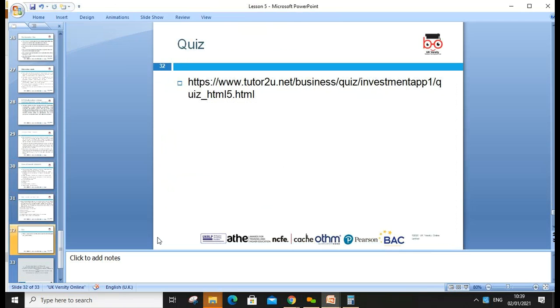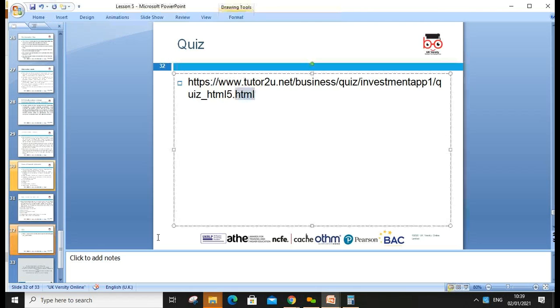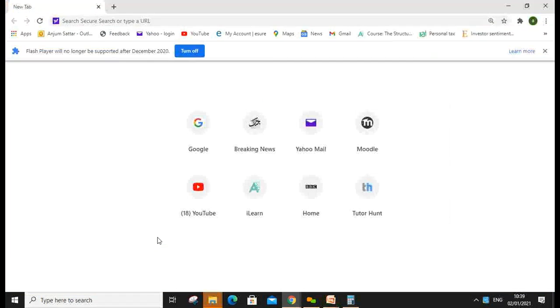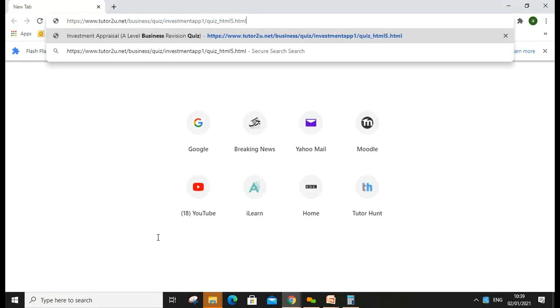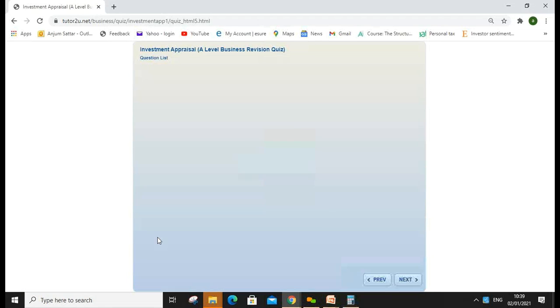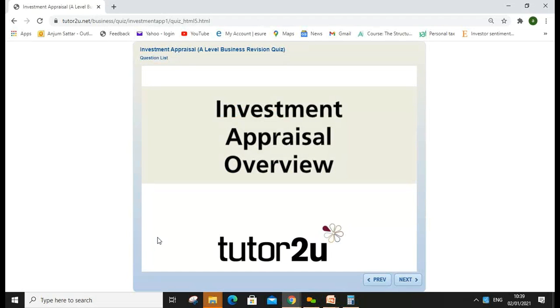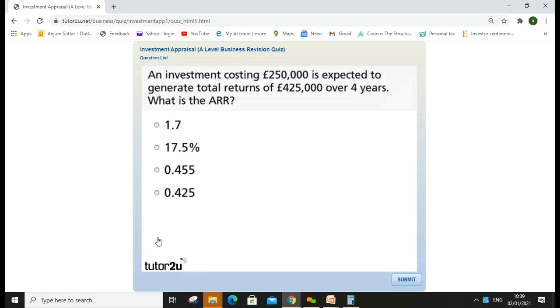Okay. And then we have a little quiz, which is investment appraisal. We'll go through this appraisal method together today. It's a sort of quiz, so through the quiz we'll try to learn and enhance our understanding. Can you see all? Okay, let's participate. So an investment costing 250,000 and expecting to generate a total return of 425,000 over 5 years. So what is the ARR?